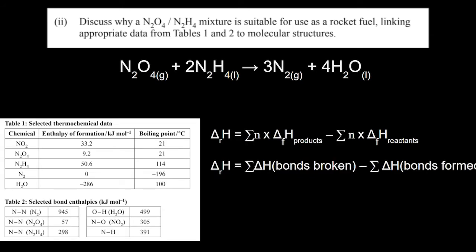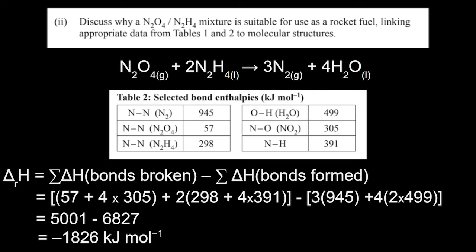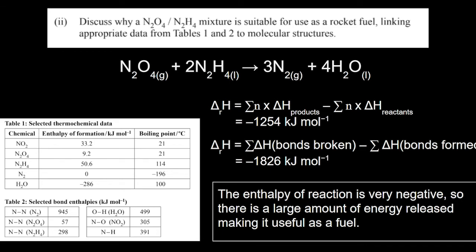Now there are 2 equations we could use. The first one is familiar. That's the equation we used to solve the enthalpy change problem in the first part. So let's use that for this part, and we get an answer of negative 1,254 kilojoules per mole in the end. If I were to use the second equation instead, if that's your favorite equation, you'd get a slightly different answer, but it's still extremely exothermic. So from the enthalpy point of view, this is favored. The enthalpy of a reaction is very negative, so there is a large amount of energy released, making this very useful as a fuel from an enthalpy point of view. But what about the entropy change?